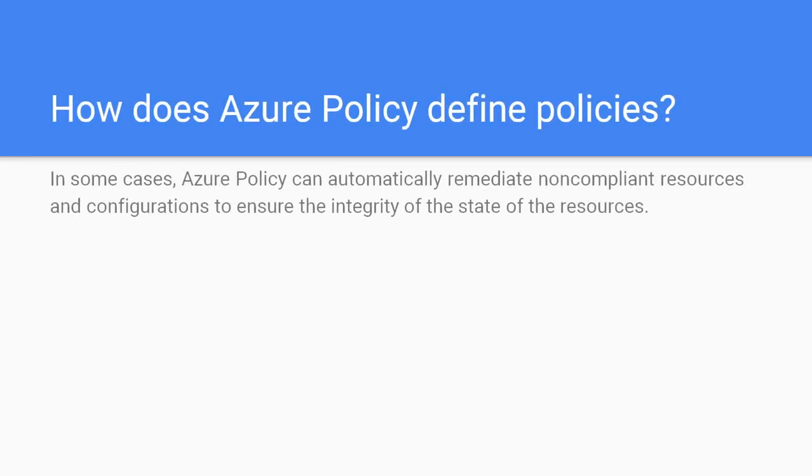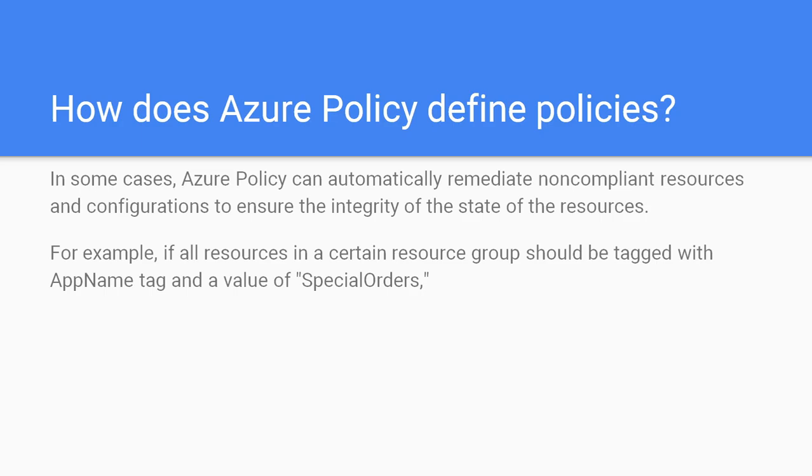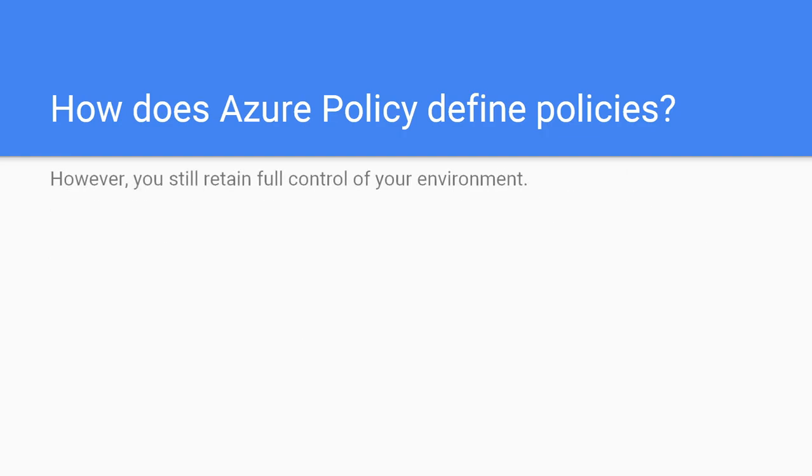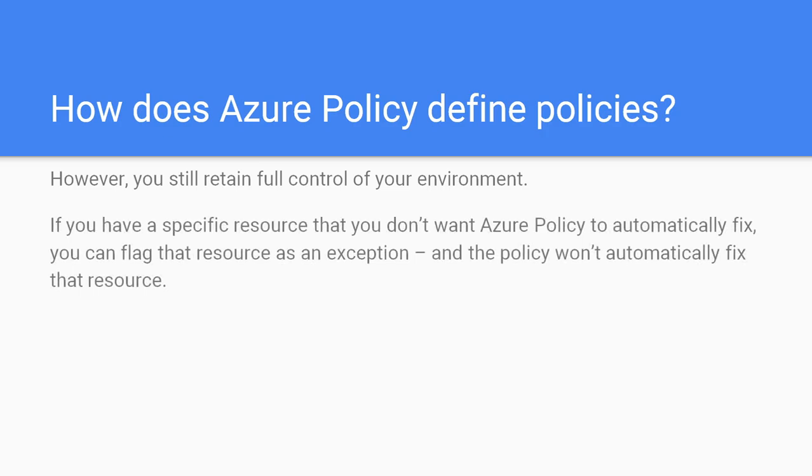In some cases, Azure Policy can automatically remediate non-compliant resources and configurations to ensure the integrity of the state of the resources. For example, if all resources in a certain resource group should be tagged with an app name tag and a value of special orders, then Azure Policy will automatically apply that tag if it is missing. However, you still retain full control of your environment. If you have a specific resource that you don't want Azure Policy to automatically fix, you can flag that resource as an exception, and the policy will not automatically fix that resource.